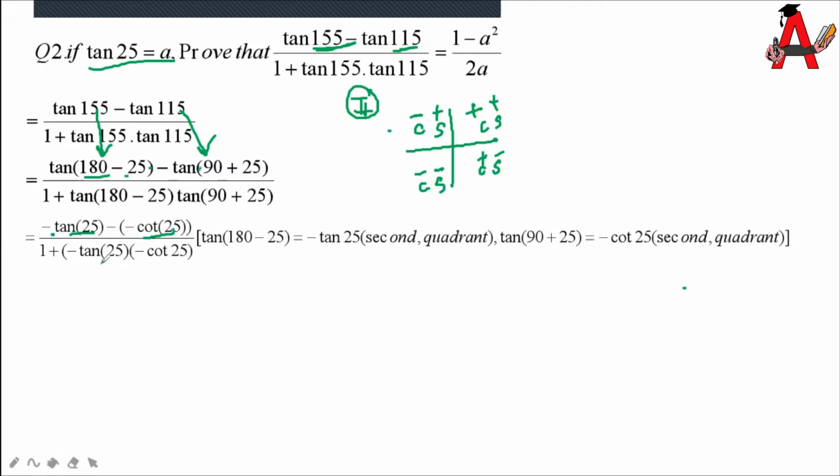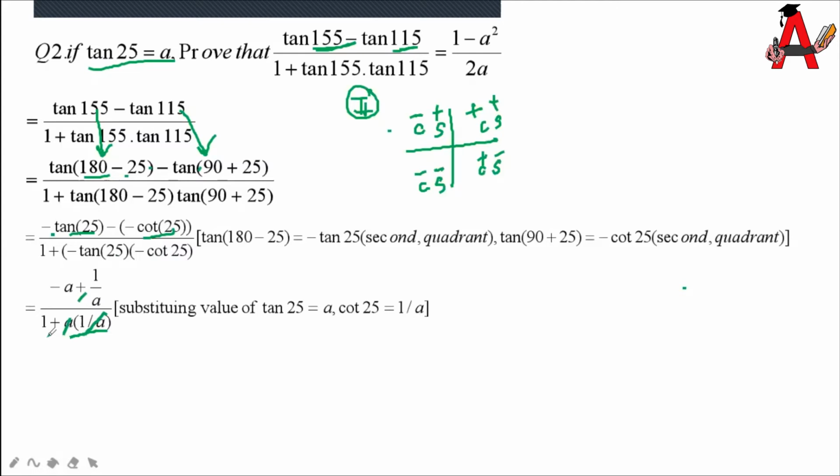Similarly, in the denominator also we will write 1 plus (minus tan 25) into (minus cot 25). Further, this minus minus will become plus. Similarly, this minus minus will become plus. Tan 25 is given as a. So we get minus a plus 1 upon a, upon 1 plus a into 1 upon a. Because tan 25 is a, cot 25 will be the reverse of that.